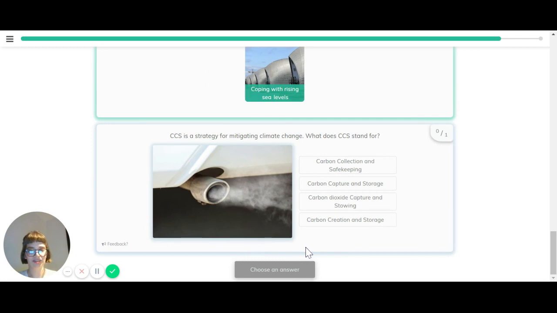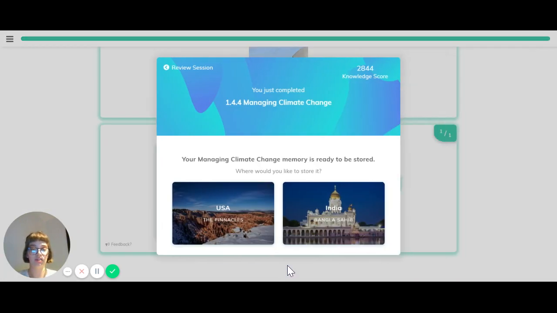Finally, CCS is a strategy for mitigating climate change. What does CCS stand for? We've got 4 options here: carbon collection and safekeeping, carbon capture and storage, carbon dioxide capture and stowing, and carbon creation and storage. The answer is carbon capture and storage. It's capturing and then storing the carbon.